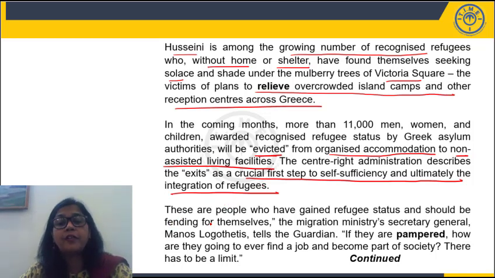These are people who have gained refugee status and should be fending for themselves. The Migration Ministry's Secretary General Manos Logothetis tells The Guardian, if they are pampered, how are they going to ever find a job and become a part of society? There has to be a limit. A limit to what, according to the minister? According to the Secretary General? A limit to what? A limit to pampering them. A limit to providing everything to them. This is the opinion of the Migration Ministry's Secretary General.